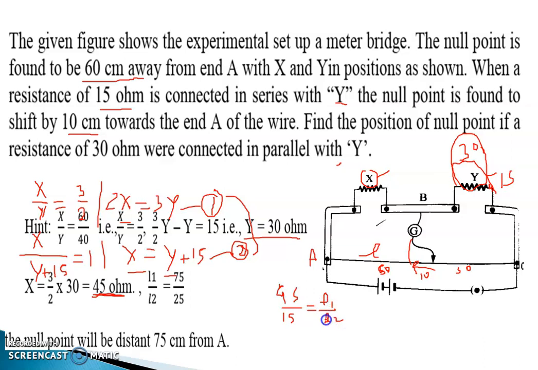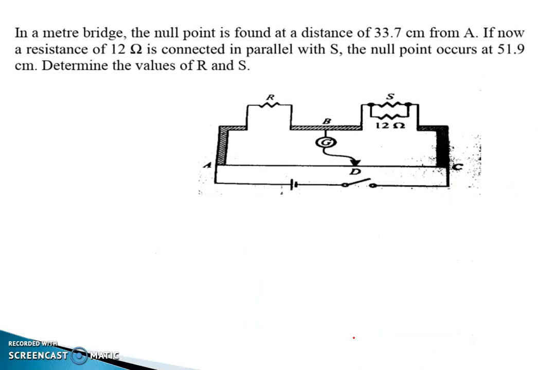Now L1 by L2, this is 3 and this is 1. It means L1 is 3 times L2. So we are getting the value 75 centimeter from A. So from this equation we can get the null point from point A.